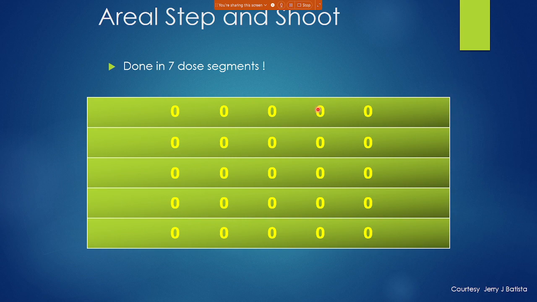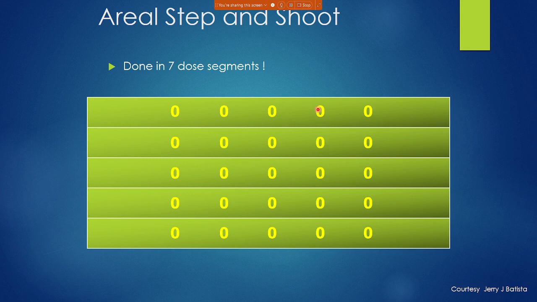In 7 segments, we achieved it. First, one segment for 2 power 3, 2 segments for 2 power 2, 2 segments for 2 power 1, and 2 segments for 2 power 0. So in 7 segments, we were able to achieve this fluence mapping. The same concept is used even now in some step and shoot IMRTs.